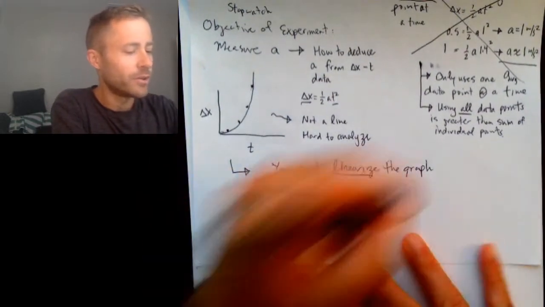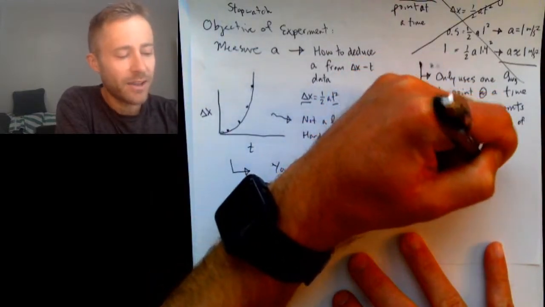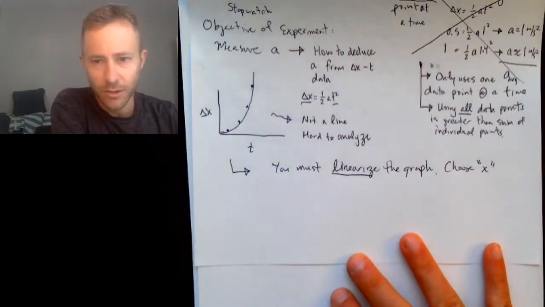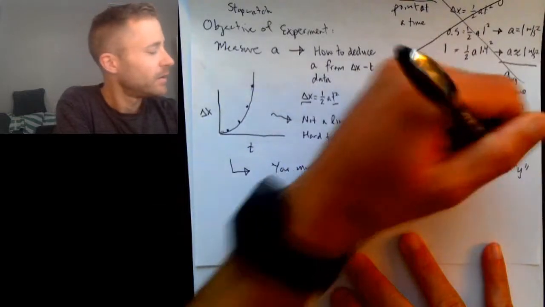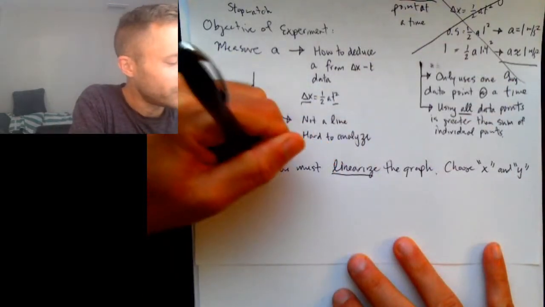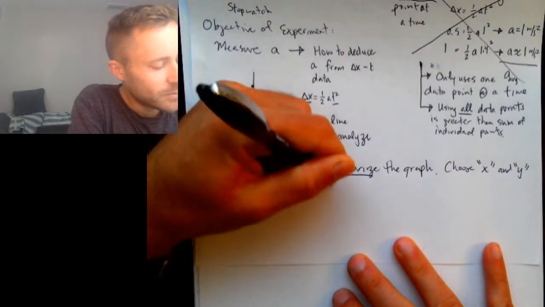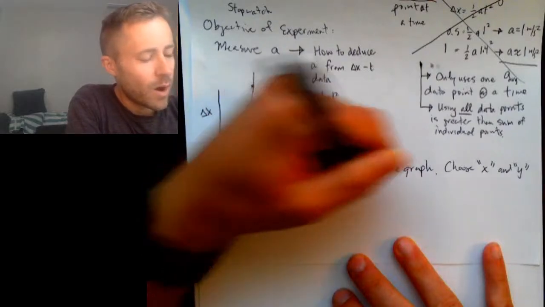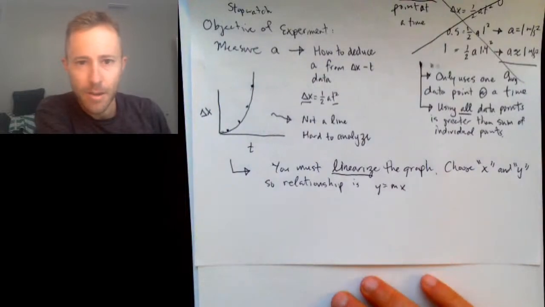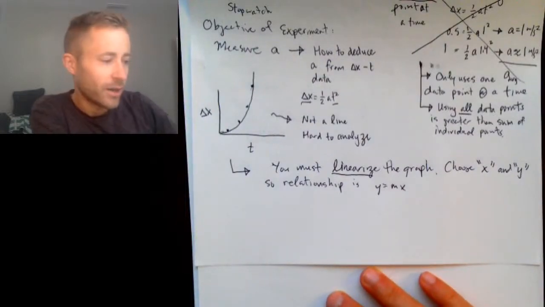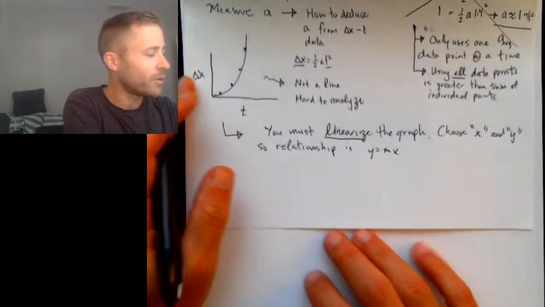So we are going to choose an x, if you will, a horizontal axis variable, and a y. So the relationship is y equals mx. Okay? So we're not going to put time on the horizontal axis. Let me show you how that works.